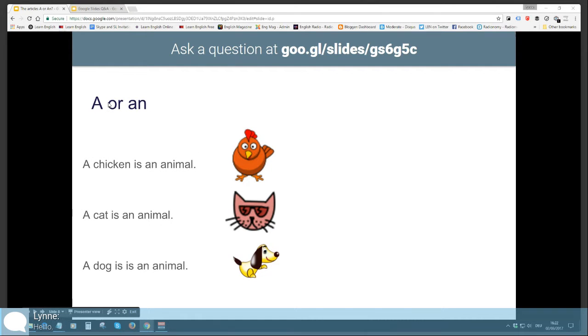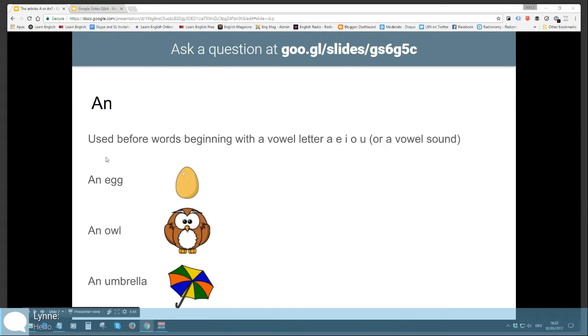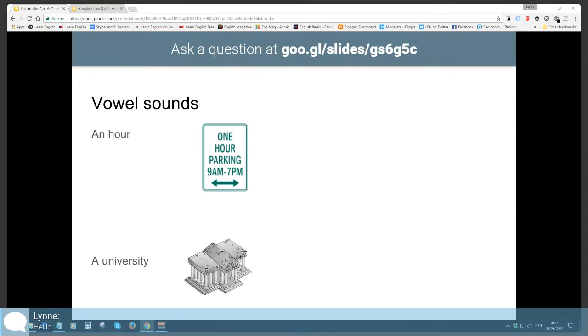When you're choosing the indefinite article, a or an, you have to think about not just the letter of the word it's going in front of, but also the sound. A chicken, an animal. A cat, an animal. A dog, an animal. An egg, an owl, an umbrella. But the sound as well. So an hour, a university.